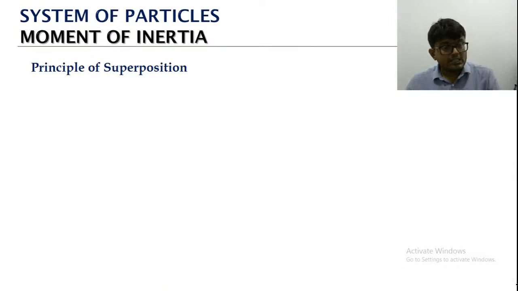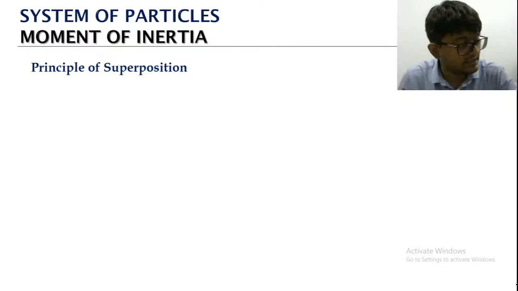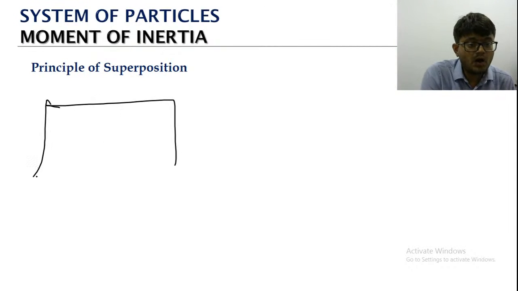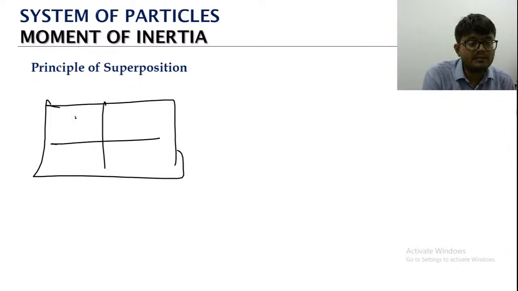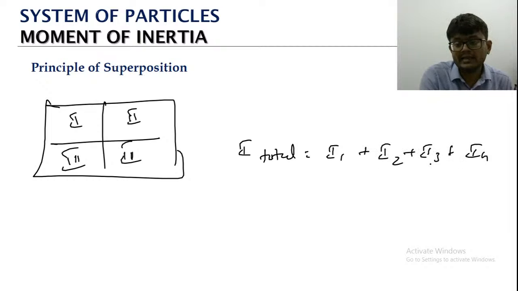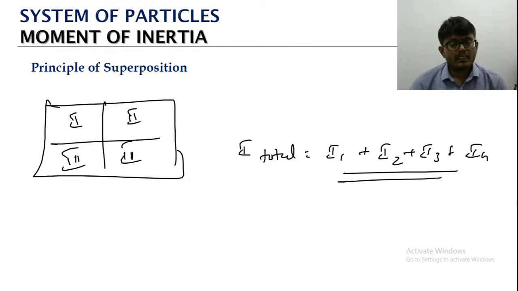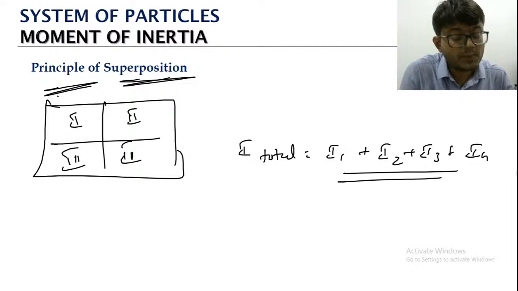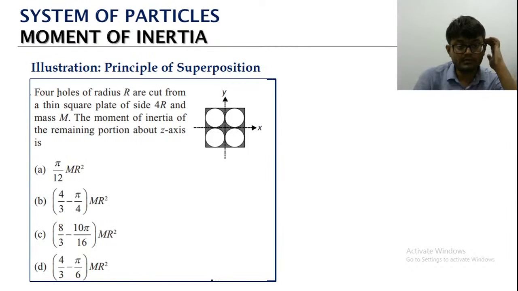Now, the principle of superposition, right? We talked about it in the initial discussion also. What is it? If you have an object and we cut it into different parts, part 1, part 2, part 3, part 4, the moment of inertia of the total object will be equal to the sum of the moments of inertia of part 1, part 2, and so on. We can simply add them like a scalar quantity. This concept is what we call the principle of superposition, and the moment of inertia satisfies this principle of superposition. We will see one example on that.